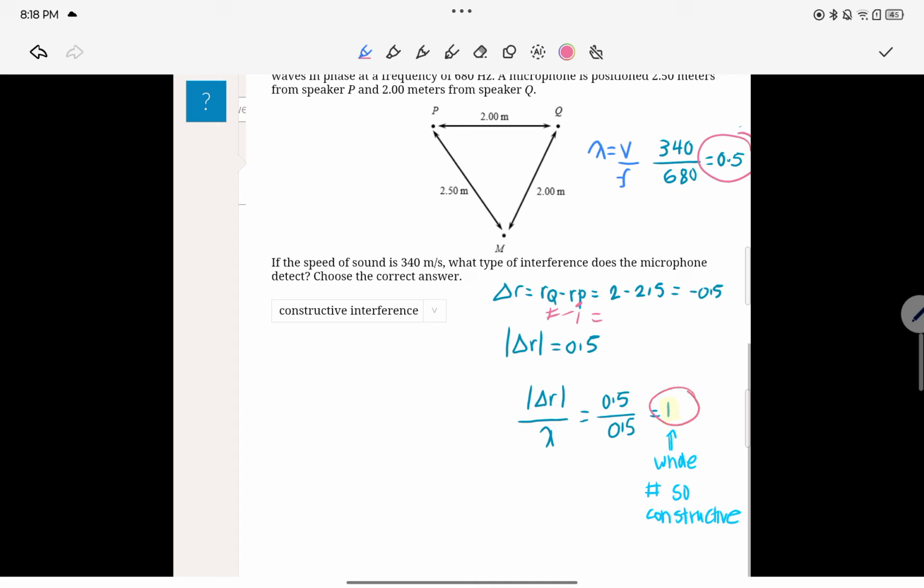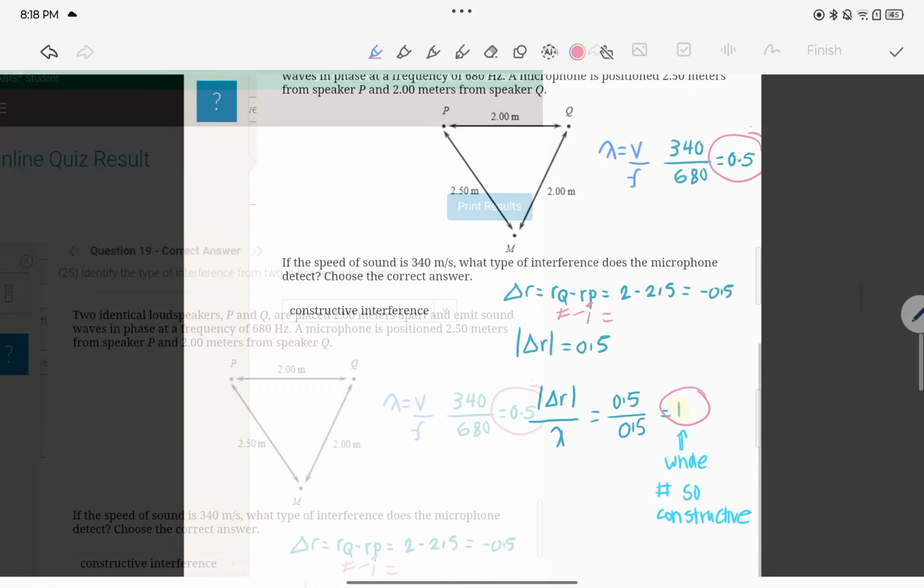Now, like I said before, constructive interference has to be a whole number. It cannot be a decimal. So, because it's a whole number, it's constructive interference. This question also came copy-pasted in the exam.